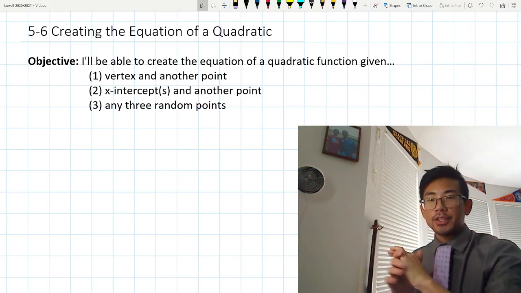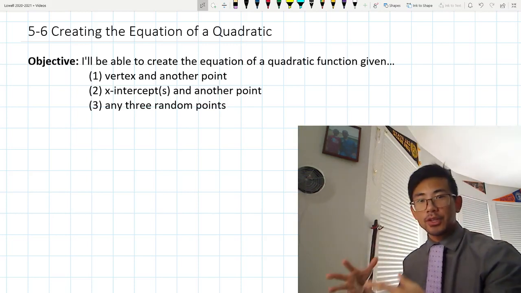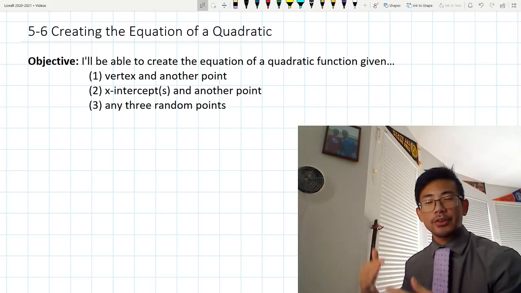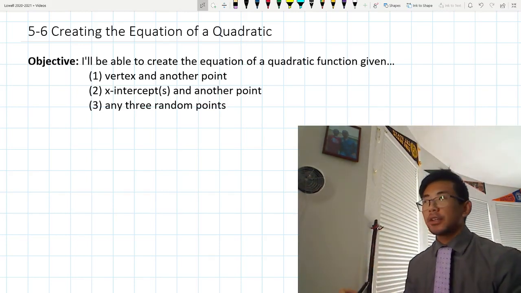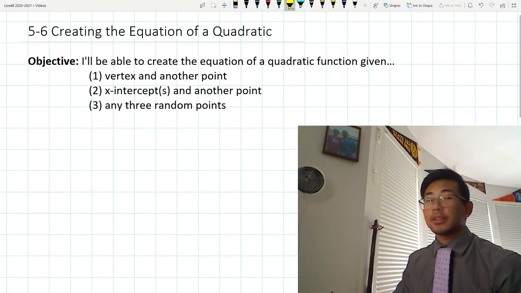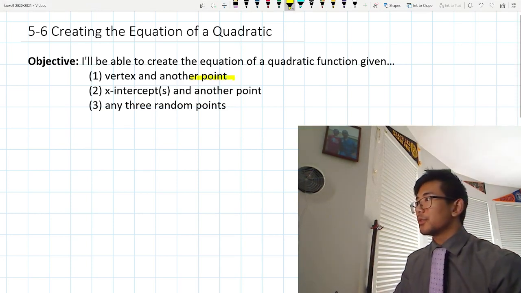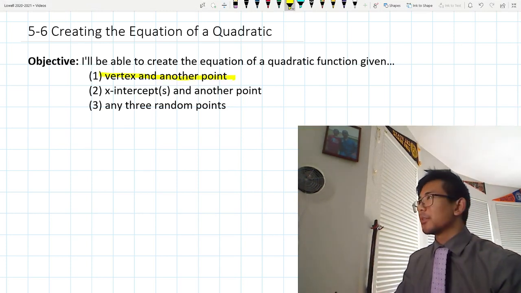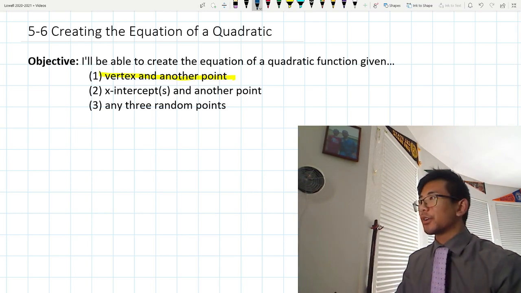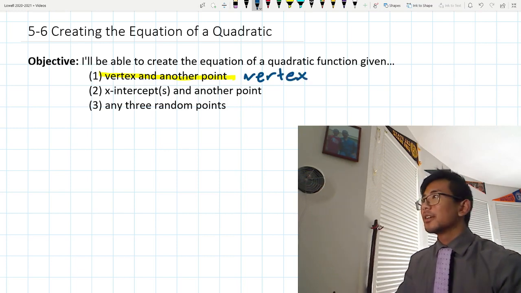Hello folks, so in this video we're going to talk about how to create the equation of a quadratic. Now we have talked about how to do this before, but those are very specific cases. So for example, I know in previous videos we have talked about how we can use the vertex and another point to create the equation, and that was easy because we had the benefit of knowing vertex form, right? So we just use vertex form if we had the vertex.